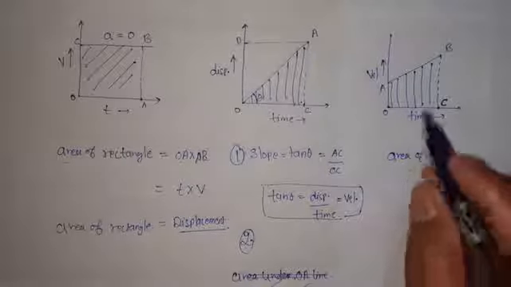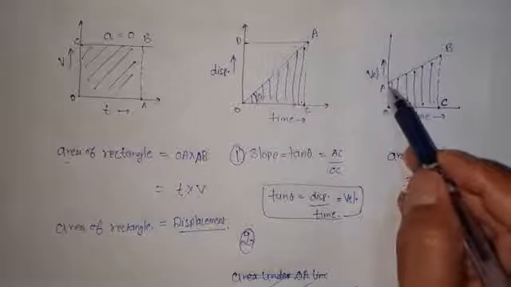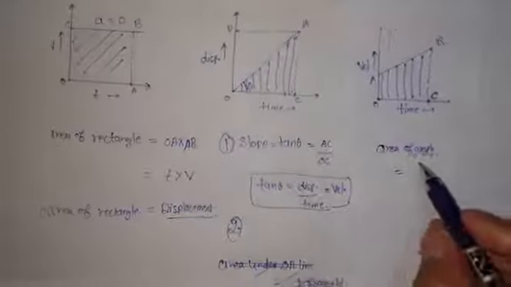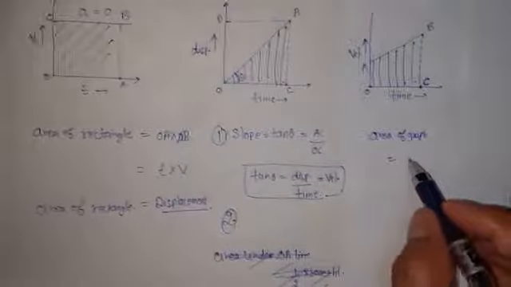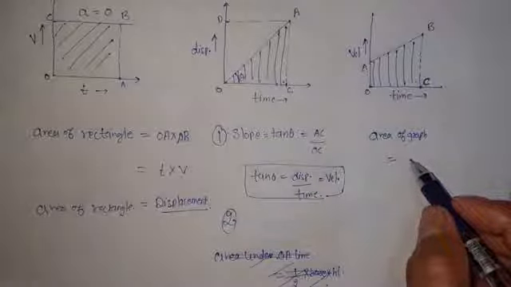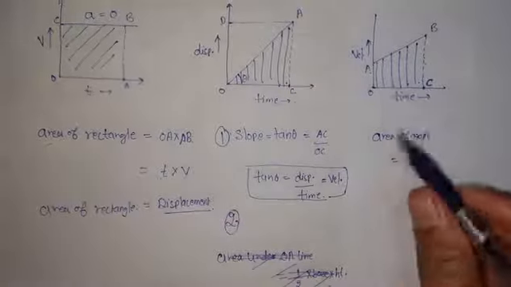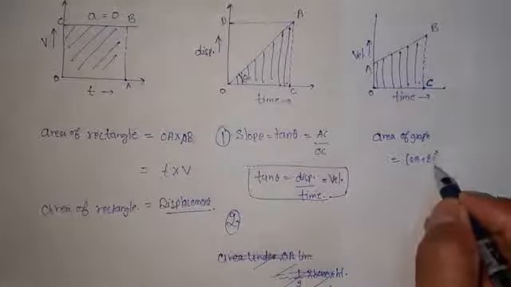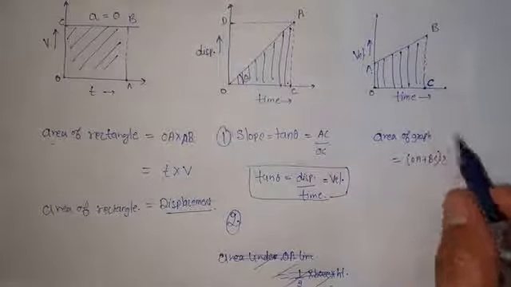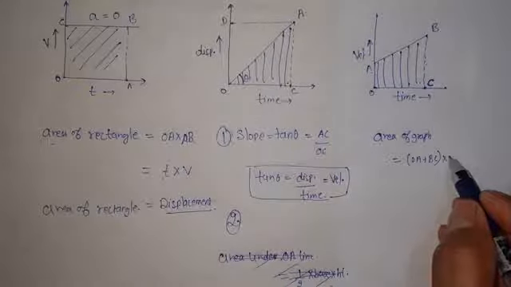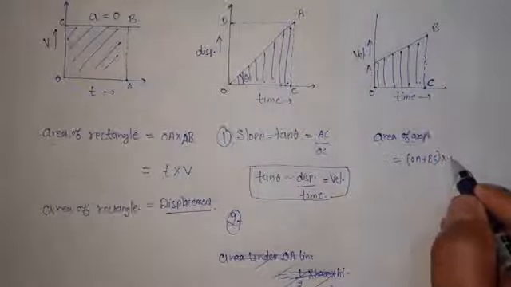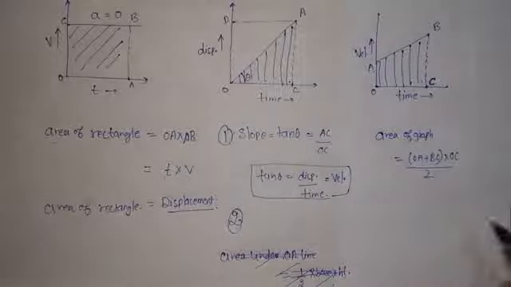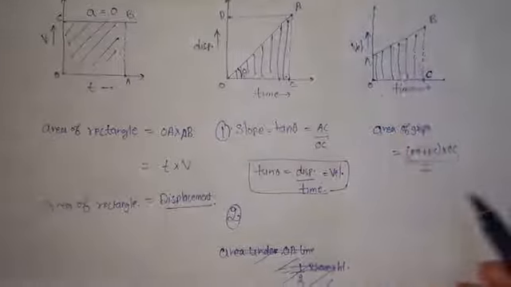The shape we are looking at has two sides parallel, and there is a perpendicular distance between them. So it is the sum of the parallel sides, OA plus BC, into the perpendicular distance between them. The perpendicular distance is OC upon 2. This is the area of that trapezium which we are getting.